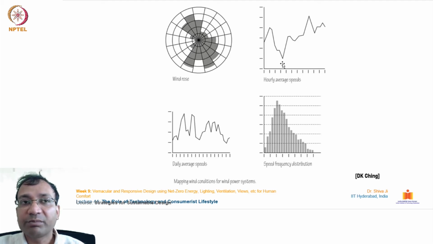Further, we have the hourly average speeds, at what hour of the day how much wind is observed, then daily average speeds, and then a daily frequency distribution. These charts are helpful in understanding what kind of wind patterns and movements exist on any given site location, and accordingly we can design our buildings. We can choose the location of the doors, windows and other openings, and strategize depending upon the requirement. Do we want cross ventilation, or do we not want cross ventilation, and things like that.